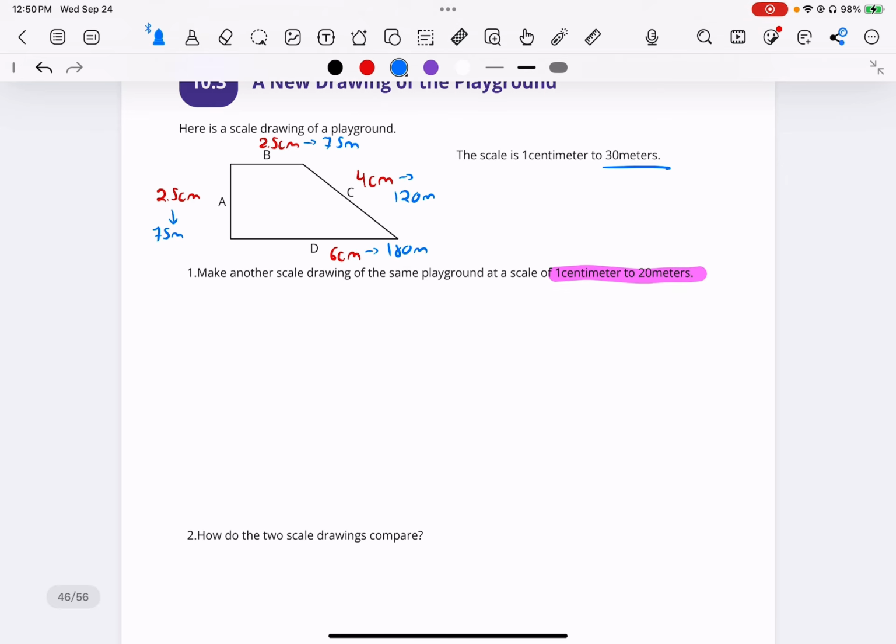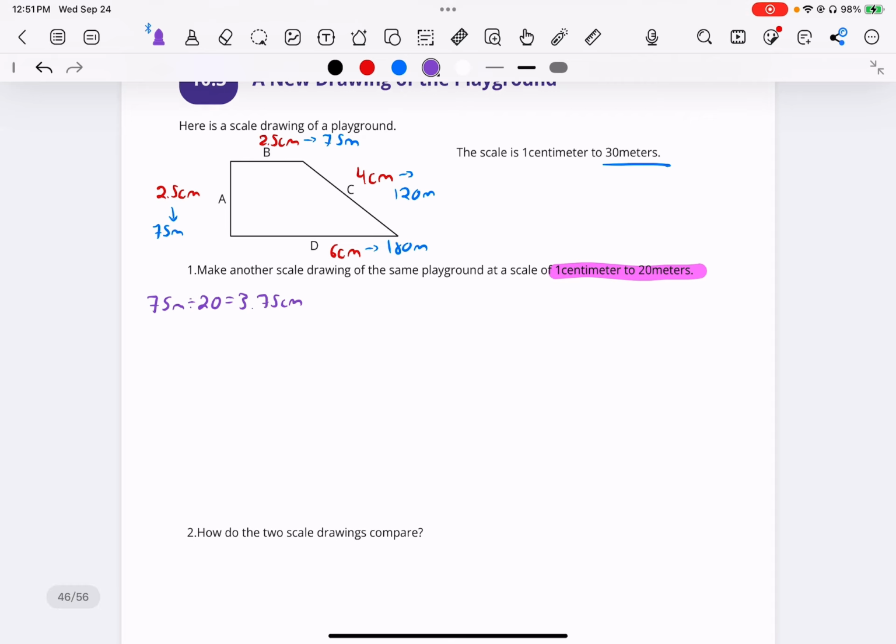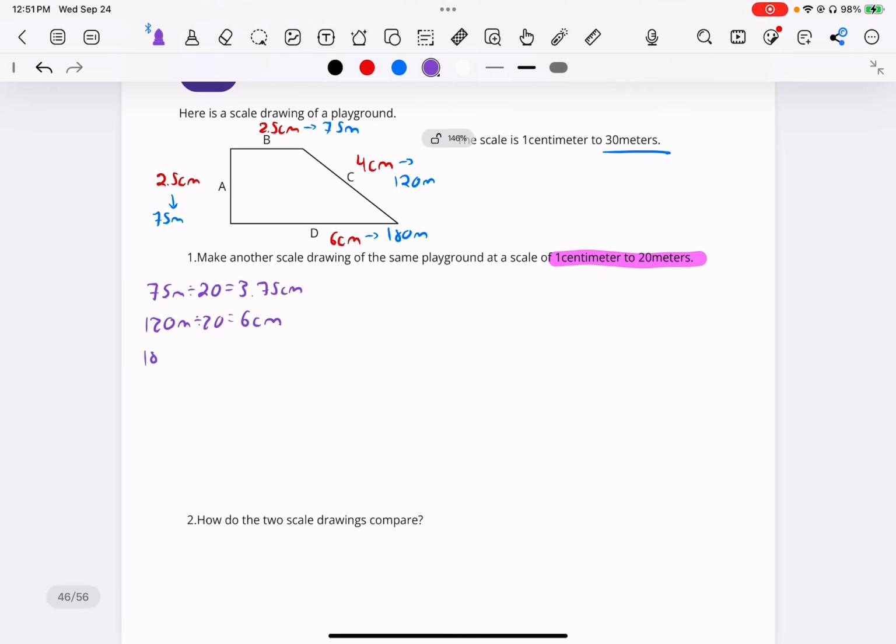Now to create my scale drawing using 1 centimeter equals 20 meters, I'm going to take the actual size, 75 meters, and now divide it by 20 to figure out how many centimeters it would be. So that would be 3.75 centimeters. So that's for A and B. For side C, 120 meters divided by 20, that would be 6 centimeters. And 180 meters divided by 20, that would be 9 centimeters.